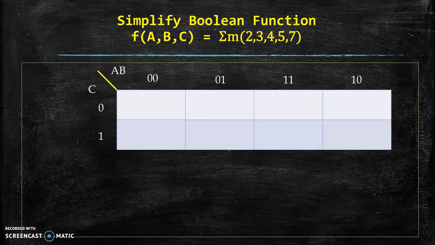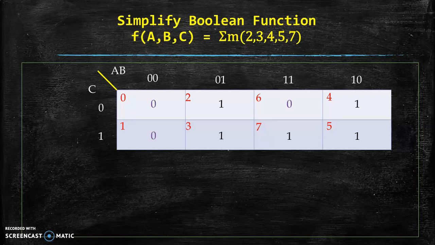We write the equivalent decimal number in each cell, so that is 0, 1, 2, 3, 4, 5, 6, 7. And we write 1 in each cell for which minterms are given. So we have been given 2, 3, 4, 5, 7. So we write 1 in the given minterms, 2, 3, 4, 5 and 7. We have written 1 for the given minterms, and in all other cells we write 0.